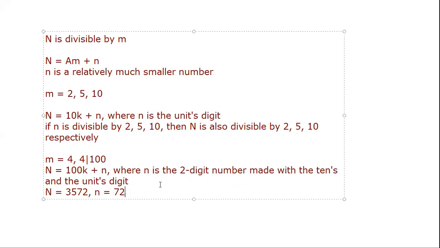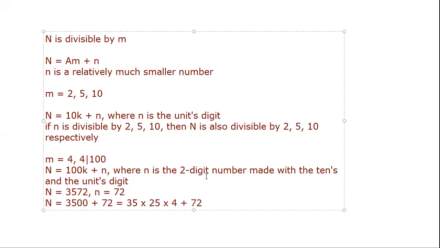Clearly n is 3500 plus 72, and we realize that 3500 is 35 times 25 times 4. So all we need to do is to check for 72. If 72 turns out to be divisible by 4, then the whole thing is divisible by 4, because this part is already divisible by 4.